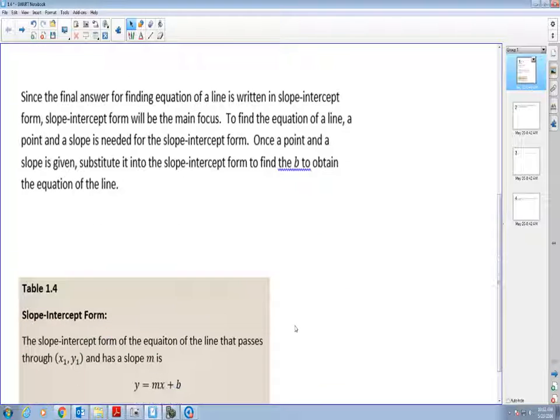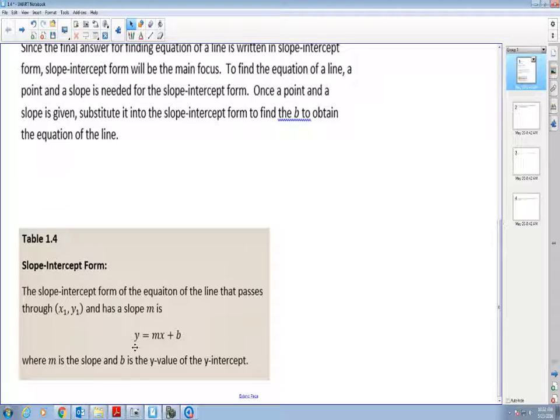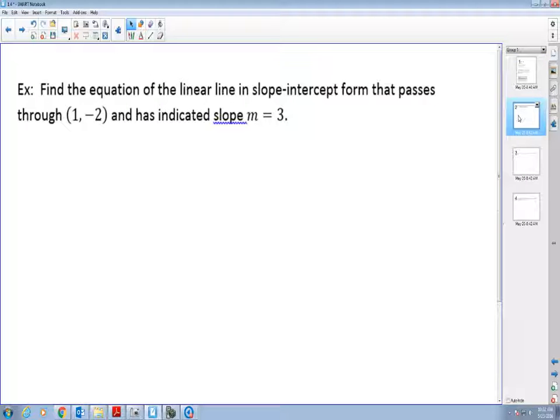So real quick, here's a review. y equals mx plus b. m is your slope, b is the y value of the y-intercept. So to find this equation, we will need a slope and a point. Alright, let's try some examples here.